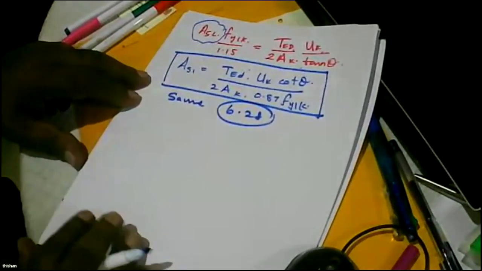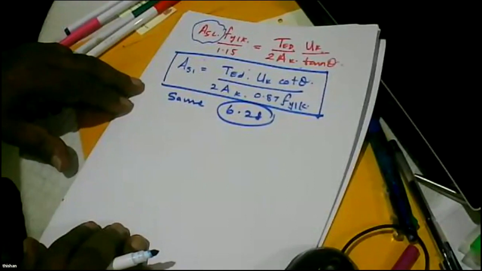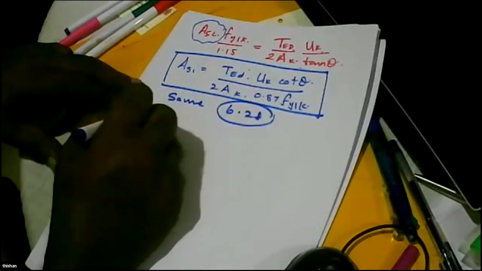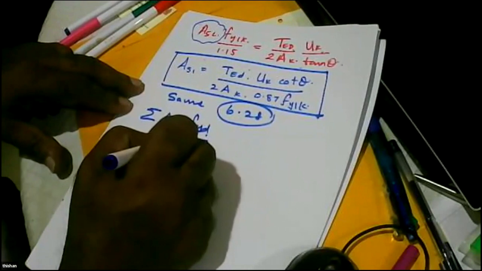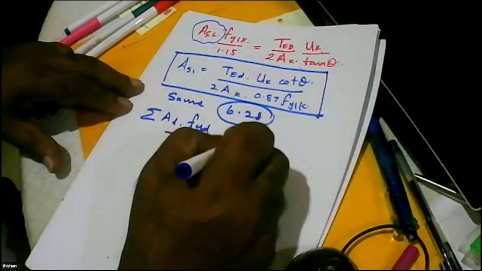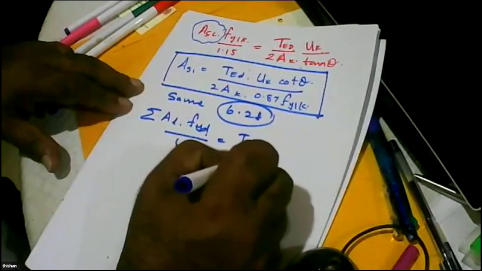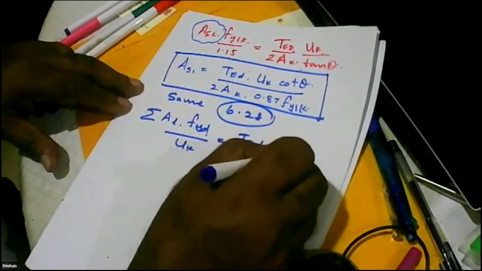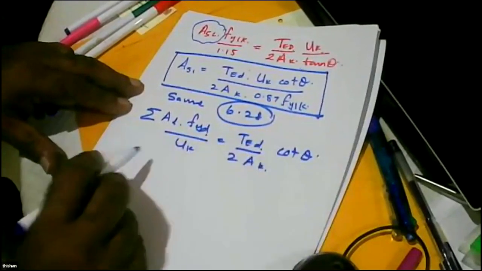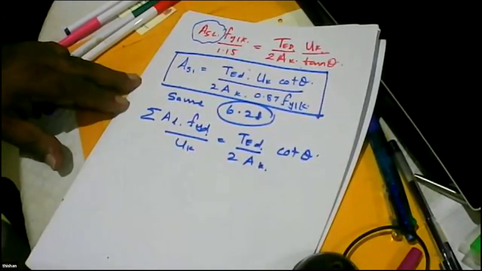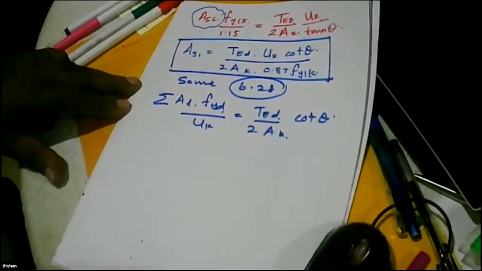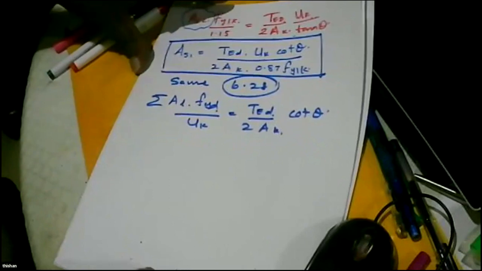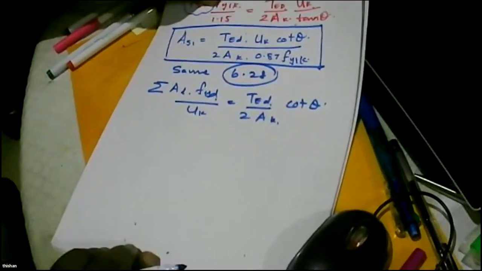Equation 6.28 is this one, but a different version, because equation 6.28 given in the code is f_yd over u_k equals T_Ed over 2 A_k cot theta. So here u_k comes here, and f_yd goes there as 0.87 f_yk. Is that clear, Bandhuka? Yes, that is clear, sir. So basically there is no problem, the same equation, right? The equation is the same and it is given in the code.